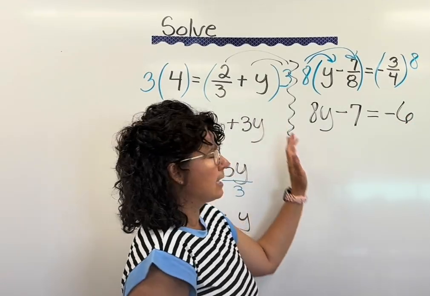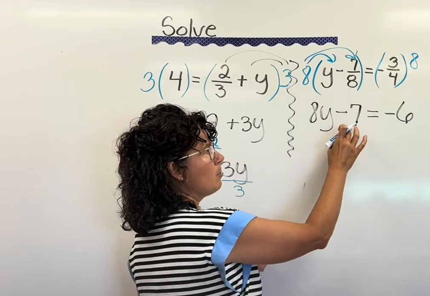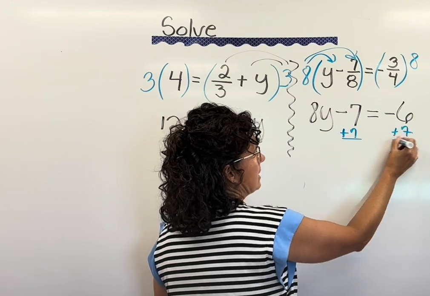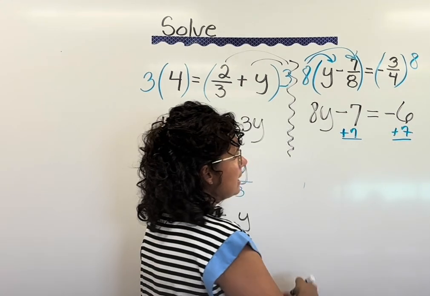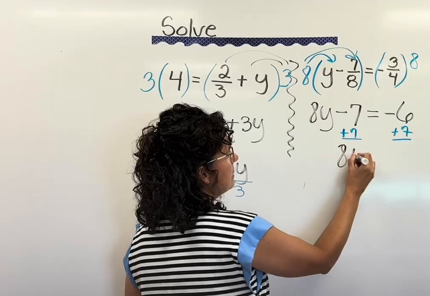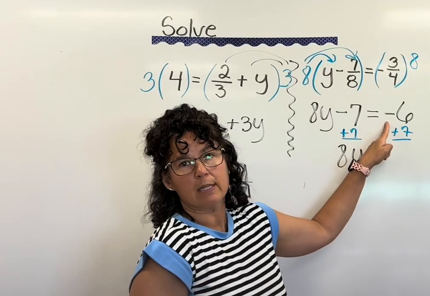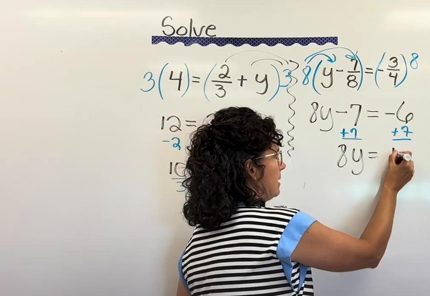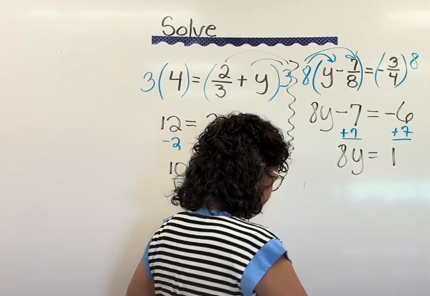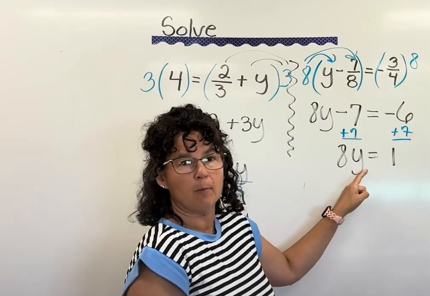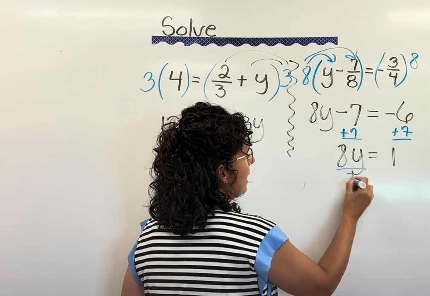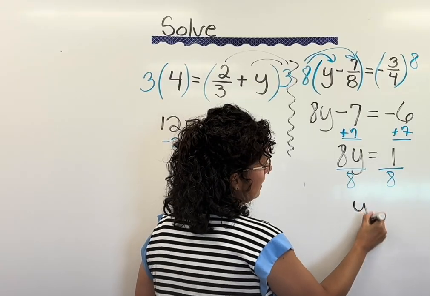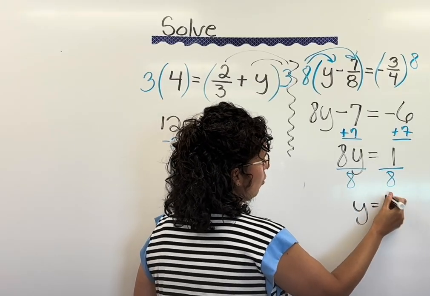So next, letters on one side, numbers on the other. I'm going to move this minus 7 by adding 7. What I do to one side, I do to the other, leaving me with 8y is equal to, if you owe somebody $6 and you have 7, you can give them 6 and you still have 1. Okay, finally, get rid of multiply by 8. So I'm going to divide by 8. And so y is equal to 1/8.